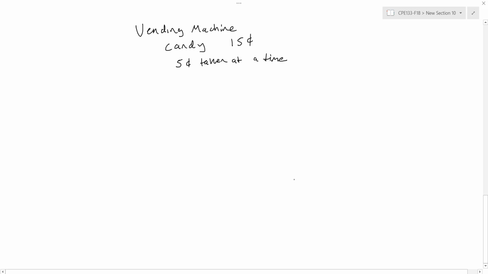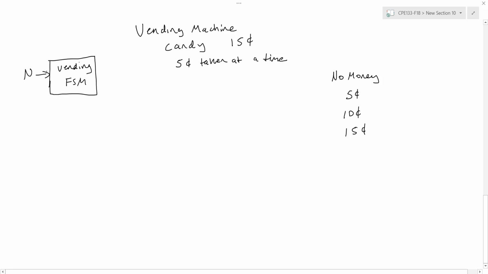So the first thing that I'm going to want to do in general for any sequential design problem is think about what are the states that are needed and then write down those states before I jump right into the state diagram. So for example, I'm going to have one state where I start off where I have no money. I'll then have a state where I put in 1 nickel, 5 cents, 10 cents, and then 15 cents. And so my vending FSM is going to have one input, we'll call this N for nickel, and then one output C for controlling when my candy is dispensed or not.